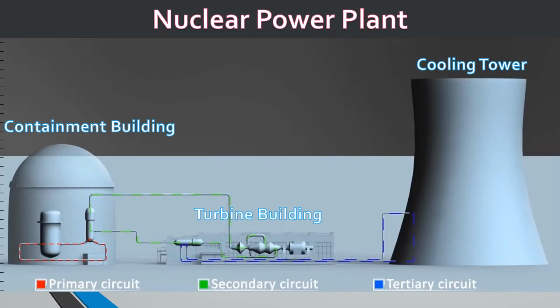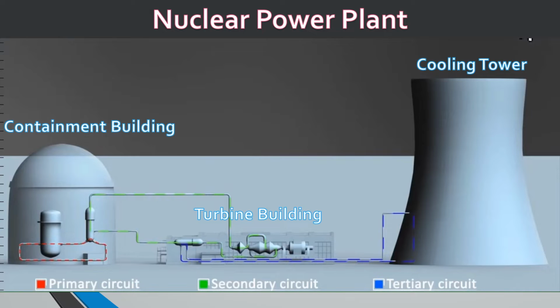So we have three buildings: first the containment building, then the turbine building, and lastly the cooling tower. In each building, there is a specific circuit. For example, in the containment building, we have the primary circuit, the second one is the secondary circuit, and in the cooling tower we have the tertiary circuit. From the GIF here, you can see that all of these three circuits are not connected to each other. They are isolated, and there is a reason for that.